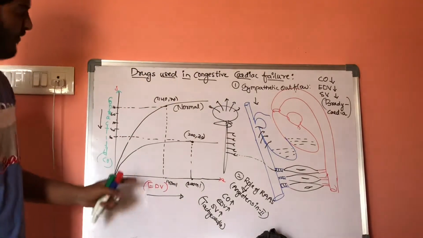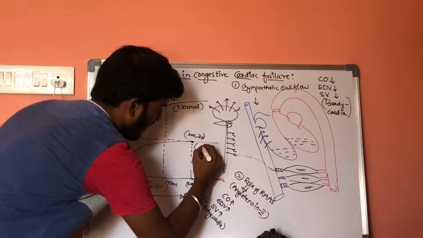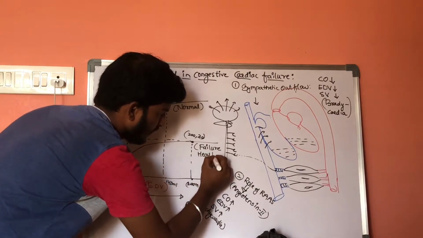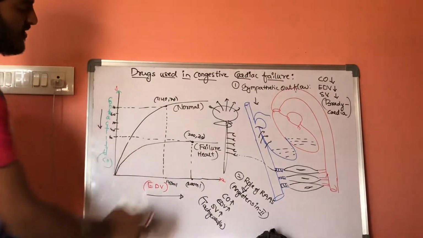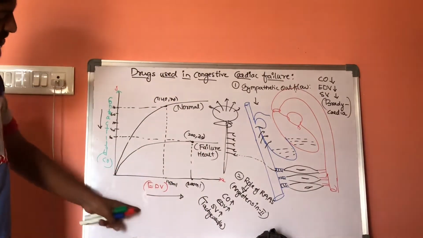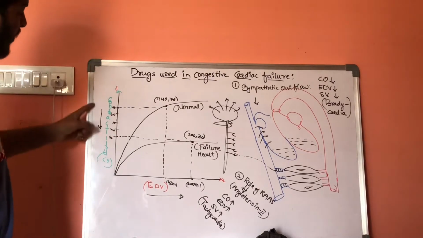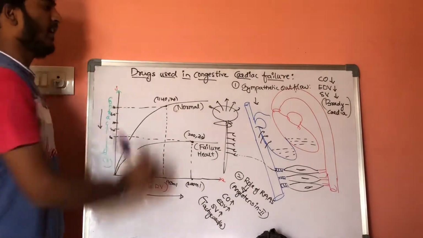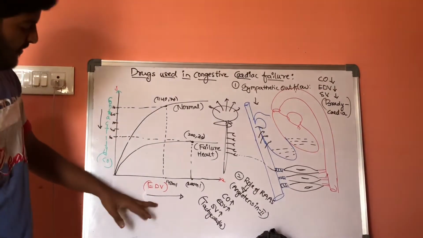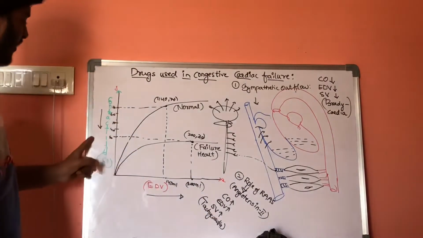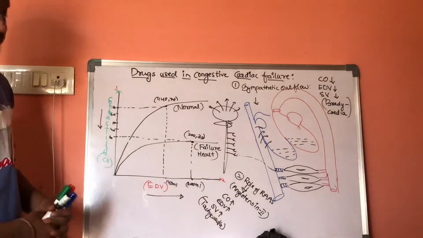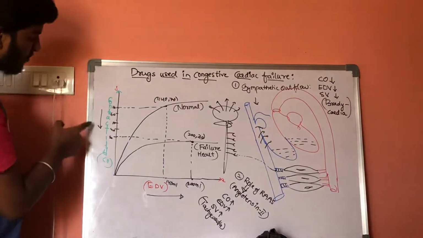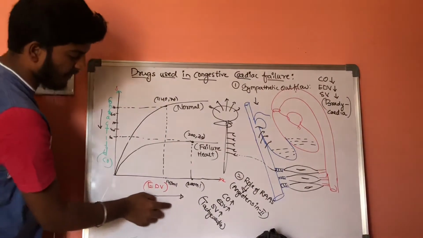This is a normal heart and this is a failure heart. That is, as the end diastolic volume increases, the contractility decreases. Now the main motto of the drugs used in congestive cardiac failure is, as the end diastolic volume increases, the contractility should increase.